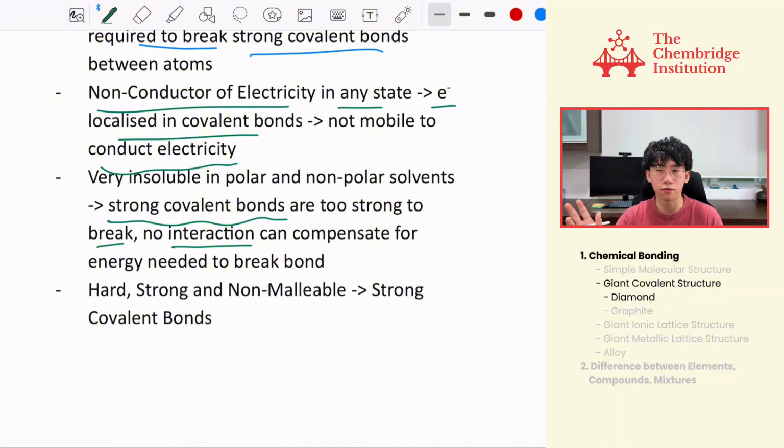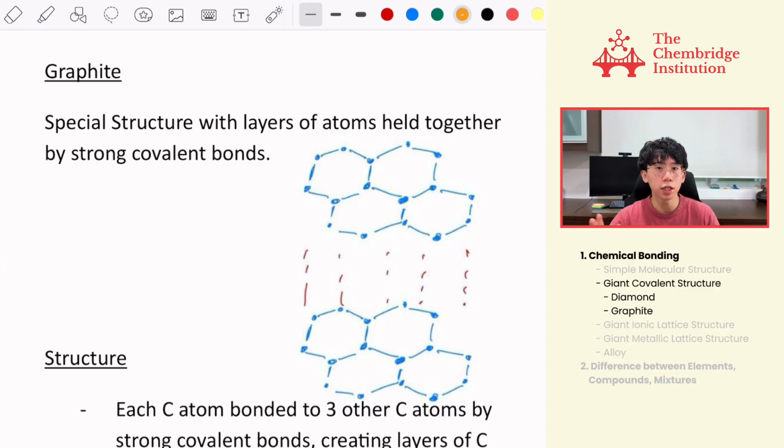Okay, so that's why it's very insoluble in a lot of solvents. Next, it is very hard and strong and non-malleable. Again, these are strong characteristics because of the strong covalent bonds. However, we actually have a different giant molecular structure.